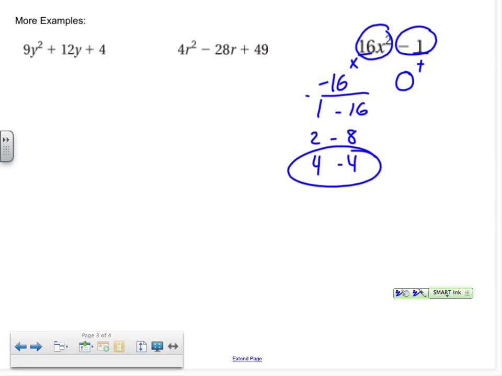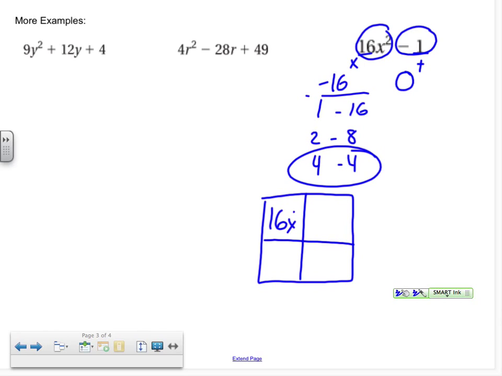So what we'll do, we'll fill in our box. Our first term is 16x squared. Our last term is negative 1. Our middle term is 0, which we write as 4x minus 4x, so that we can fill in our box.